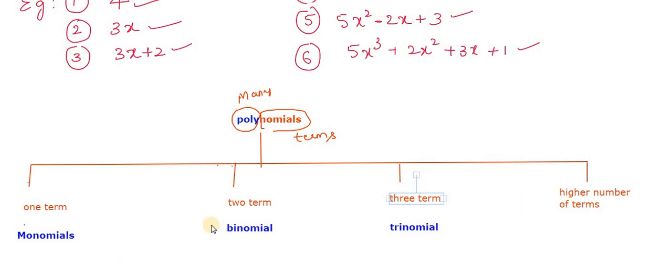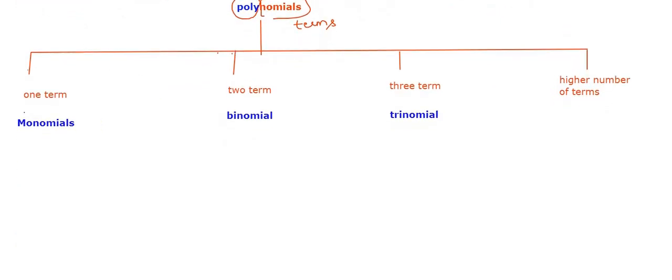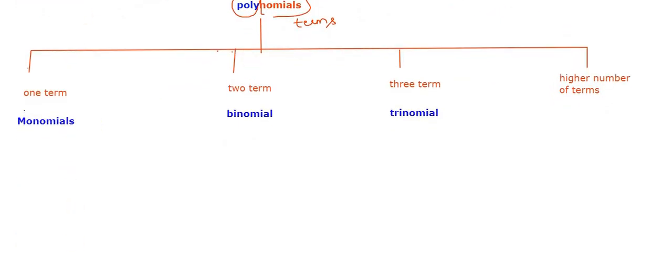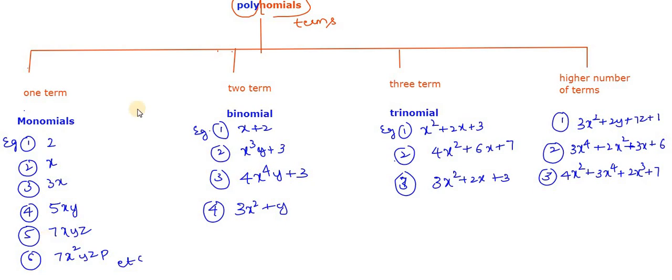So let's see some examples of monomial, binomial, trinomial. Here we have a few examples. Mono in the sense of single term. So 1, 2, x: all these are single terms. Here we have two terms: x plus 2, x cube y plus 3, 4x power 4 y plus 3, 3x square plus y.